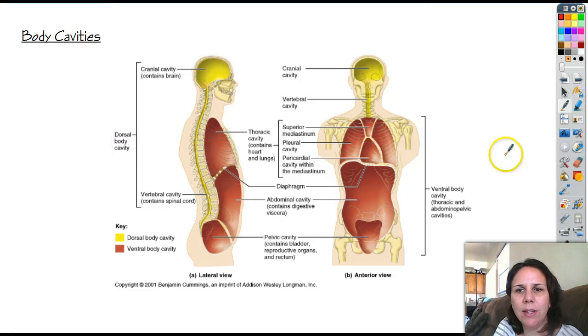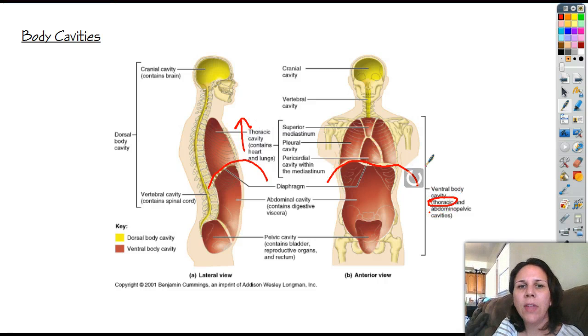Now the rest of it, the ventral body cavity, is made up of two chunks, the thoracic and abdominopelvic. And the reason why it's in two chunks is because you have a diaphragm that separates them into two. So the upper half is the thoracic, because this is your thorax, and the lower half is your abdominopelvic, because it's made of your abdomen and your pelvic area. So let's take a look first at the thoracic area.